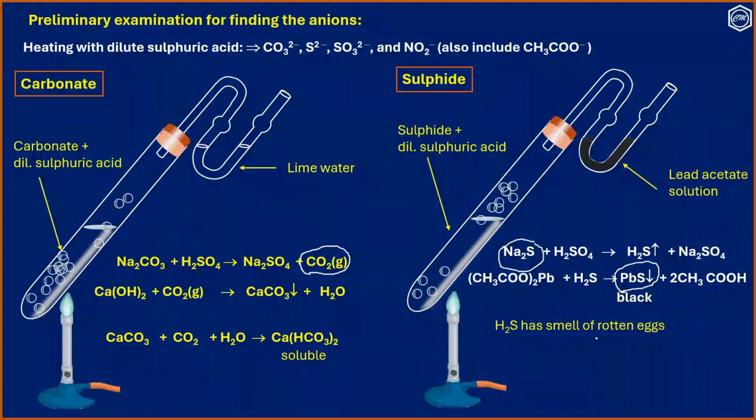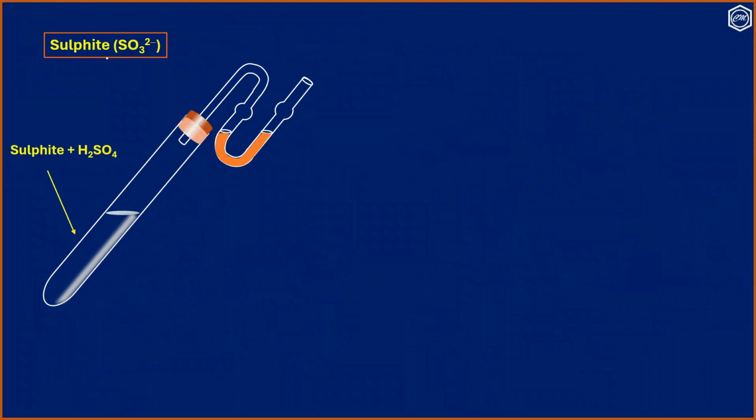Hydrogen sulfide has the smell of rotten eggs. Next we shall consider sulfite. As before, about 0.1 gram of the sulfite is taken in a test tube and about 1 to 2 ml of sulfuric acid is added to it.